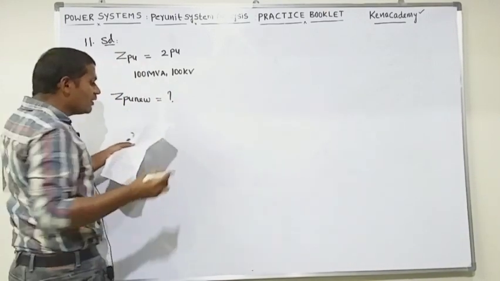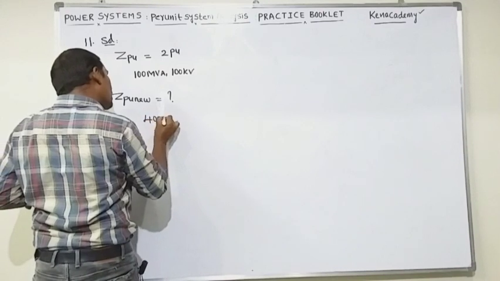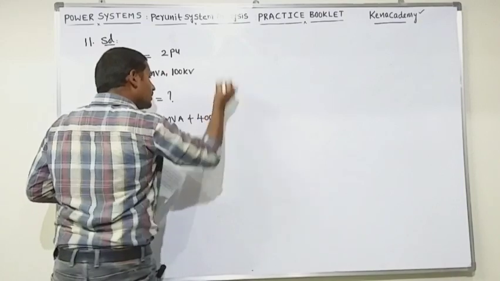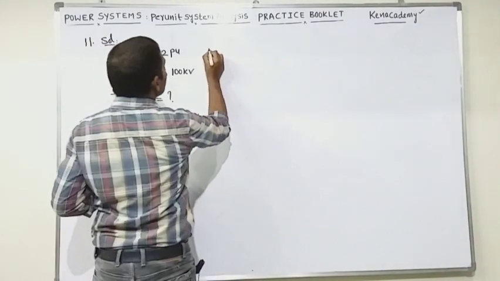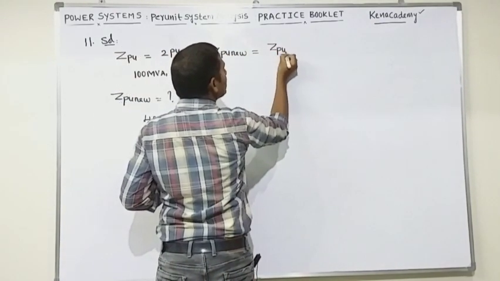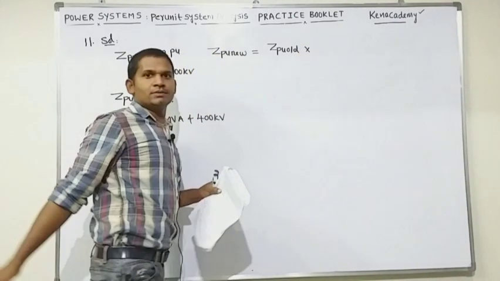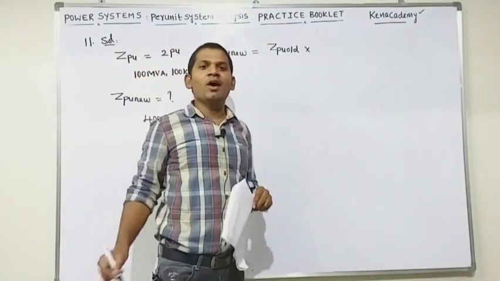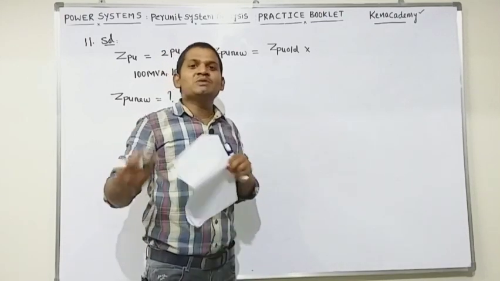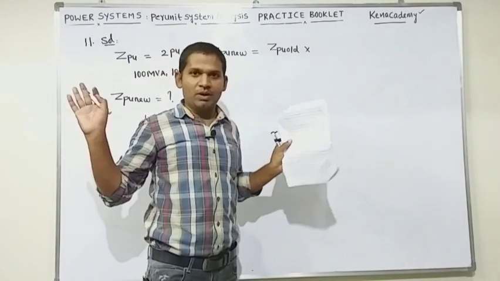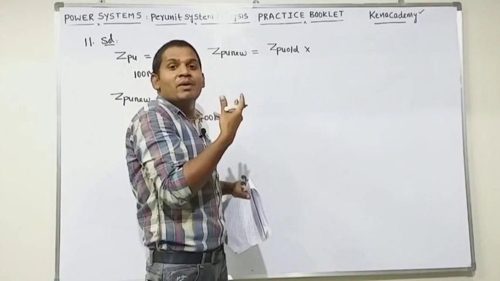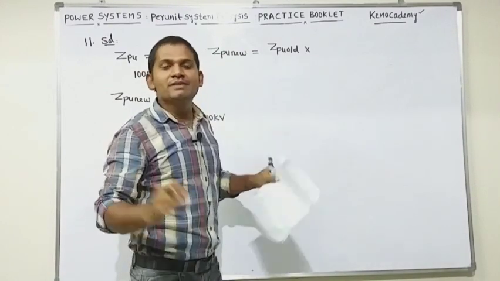What base values are given? 400 MVA and 400 kV. Again the same formula. What is the Z per unit new formula? Many times I am writing it, you also write it many times. That is a good practice. Most of the students ask, sir, how to remember the formulas? There is no shortcut. Practice more and more, then we can remember any formula. If you use the same formula many times, then you can remember it for a long time. That is the only shortcut.